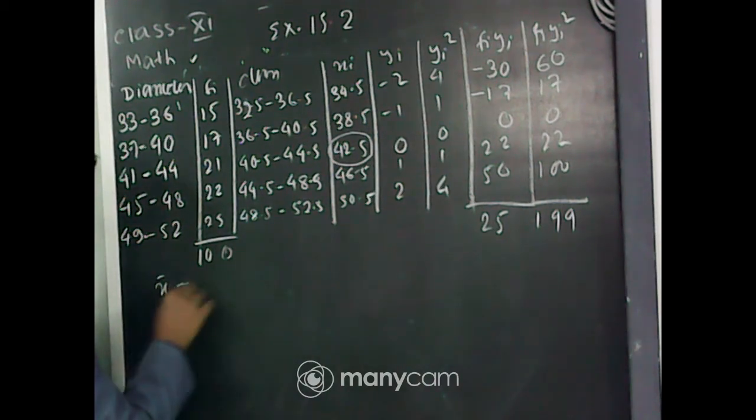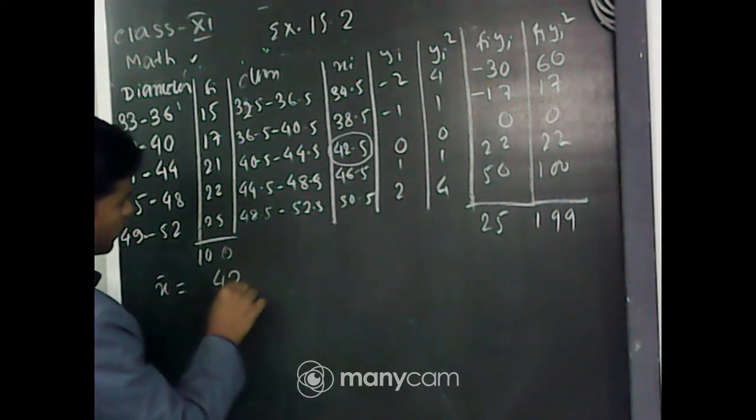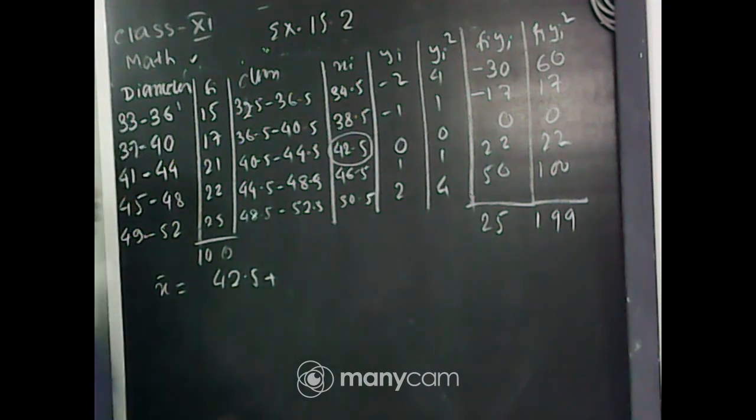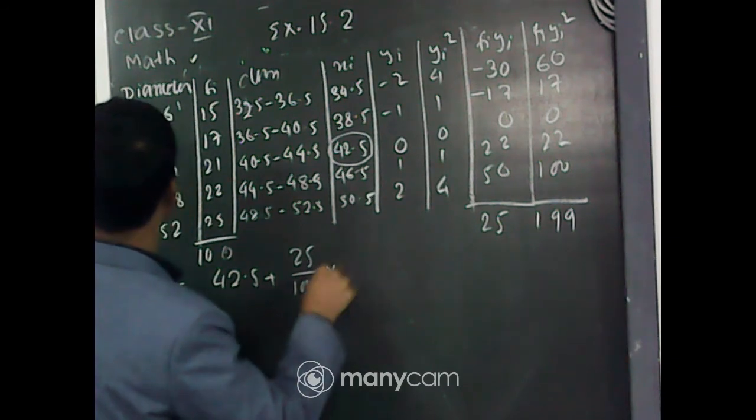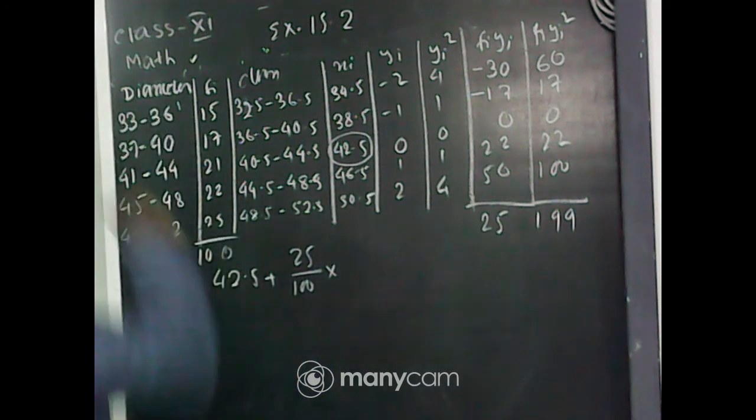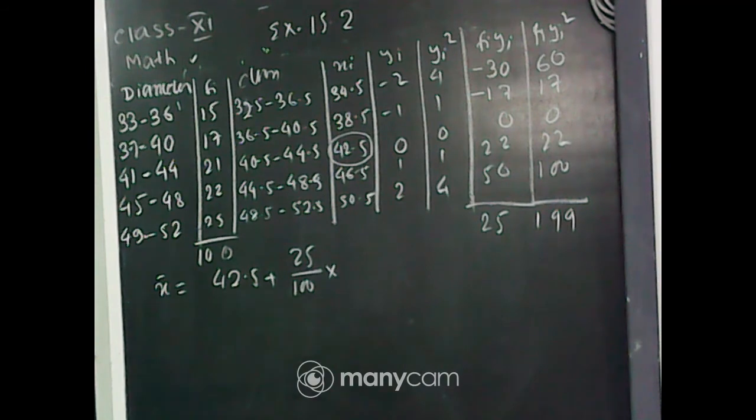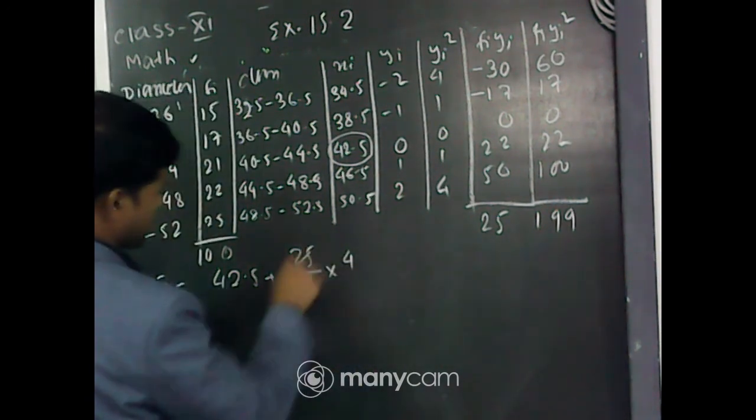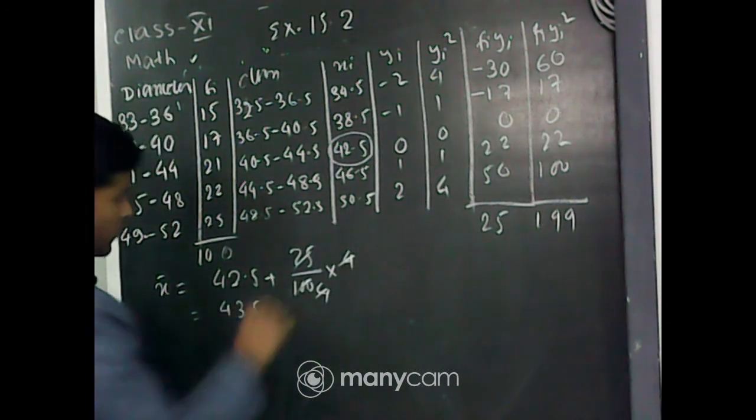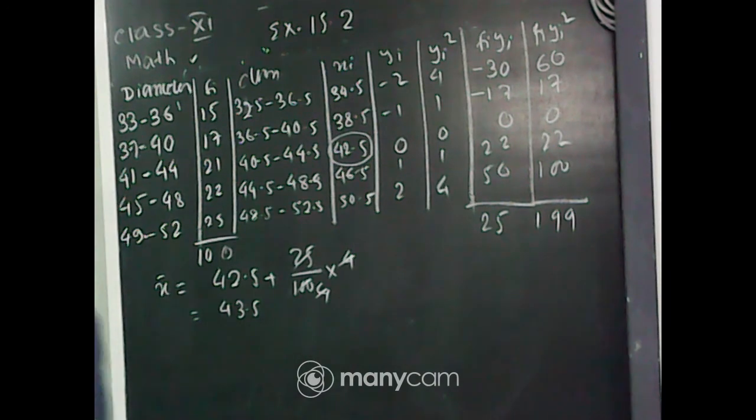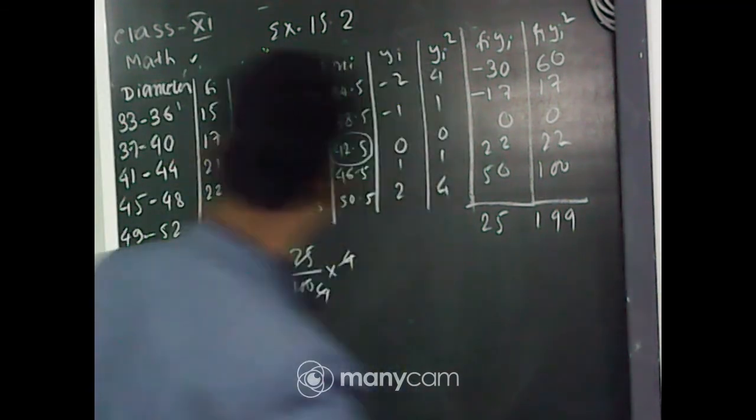So mean x bar is equal to A, that means 42.5, plus summation of fi yi by n, 25 by 100, into h. Now look here, the length of the class interval is equal to 4. So that is 43.5, the mean of the given data. Mean is known. Now we have to find the variance of the data.